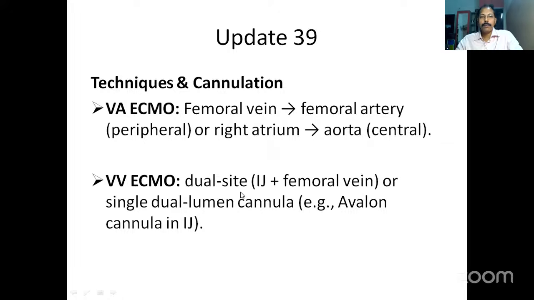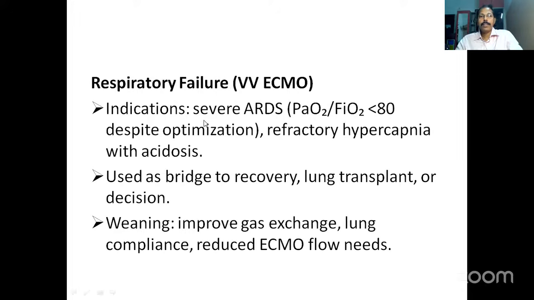And as I told, VV ECMO, internal jugular plus femoral vein, right? So this is called VV ECMO. This is called VA ECMO. VA ECMO for cardiac failure, VV ECMO for respiratory failure. So respiratory failure and severe ARDS, refractory hypercapnia with acidosis, it will be very, very helpful. Again, it is used as a bridge to recovery, and for lung transplantation, right? It will be very, very helpful. And during weaning, it improves gas exchange, lung compliance will be improved, right? So these are all the points that have been given in your new book.